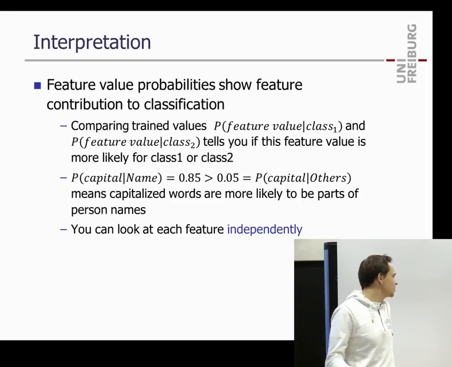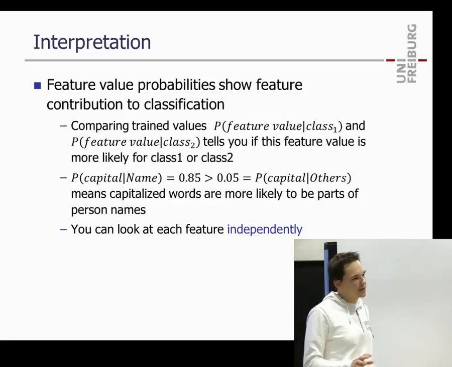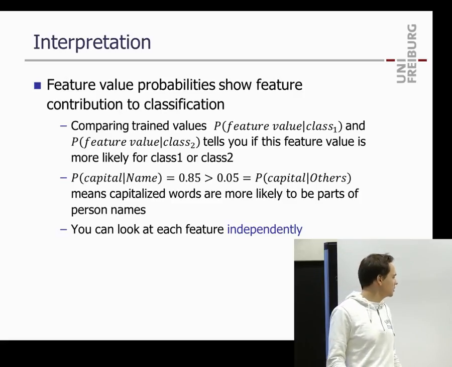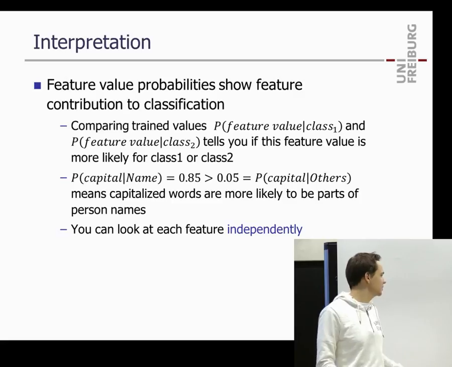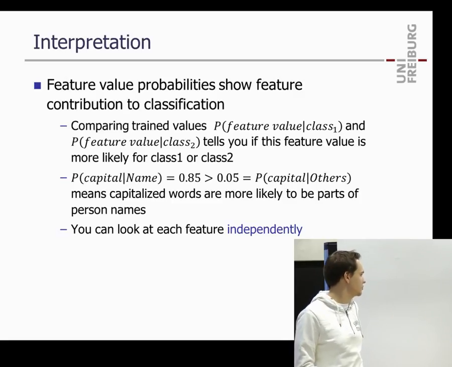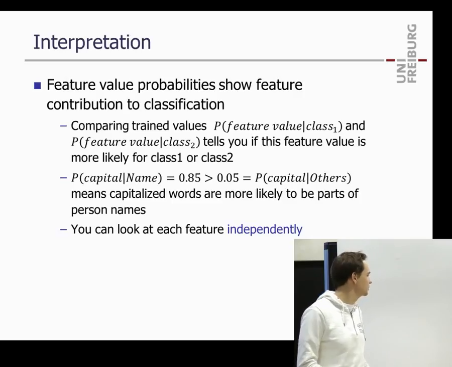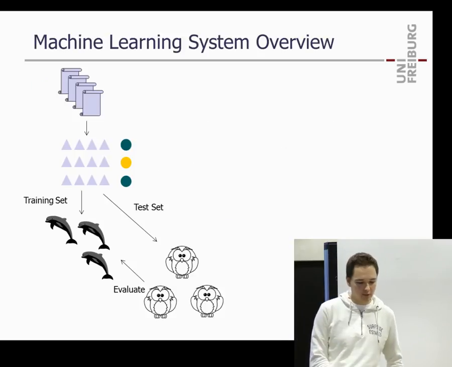And one good thing about this naive Bayes is, because it makes this assumption of independence, you can look at each feature independently. So you can really look at each feature and see, okay, does this mean class 1 more or class 2? And you can check if the results of your algorithm look plausible, for example. Yeah, I made some overview here.